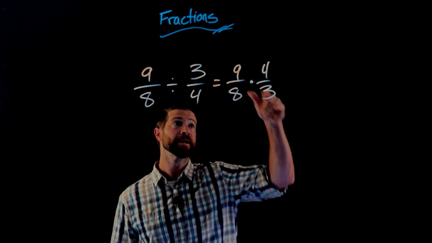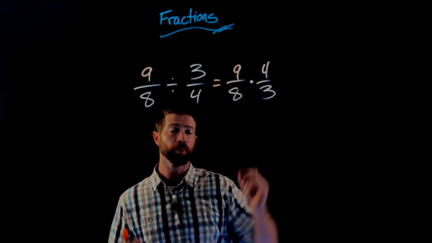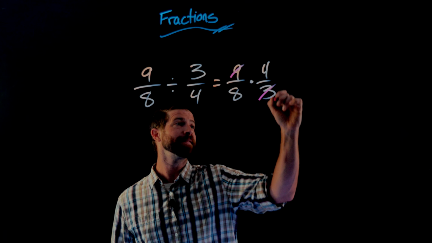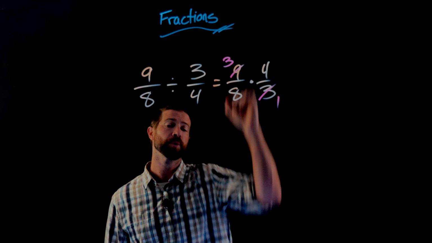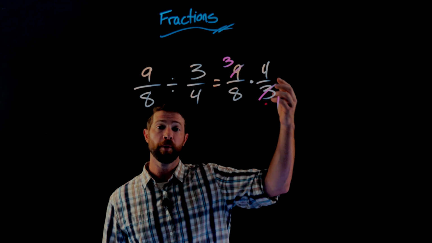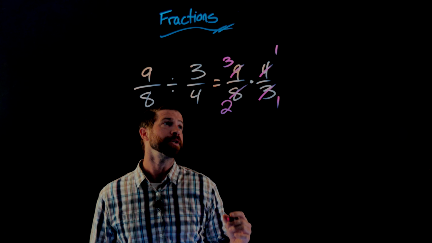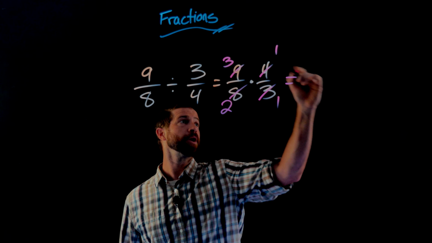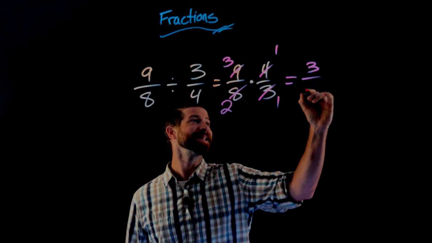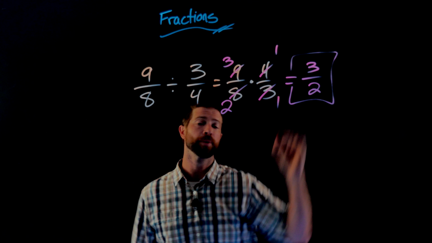In this case right here, I can cancel a common factor of 3 between the 9 and the 3. 3 divided by 3 is a 1. 9 divided by 3 is 3. Between the 8 and the 4, I can cancel a common factor of 4 to get a 1 over 2. Now multiplying the resulting numerators and denominators together to get 3/2.